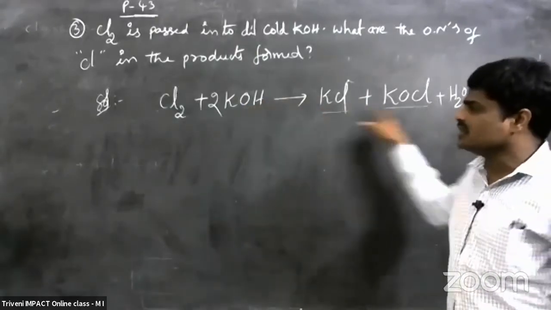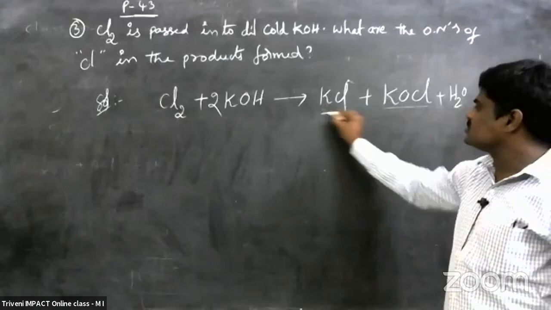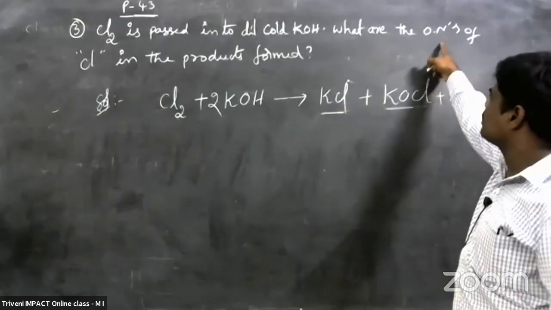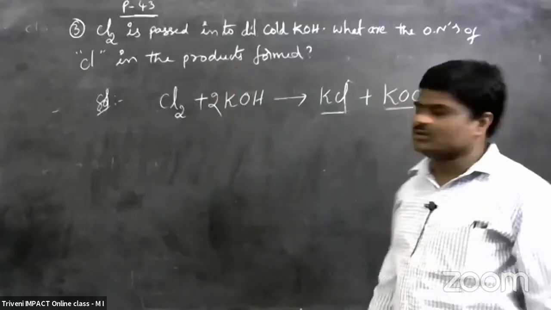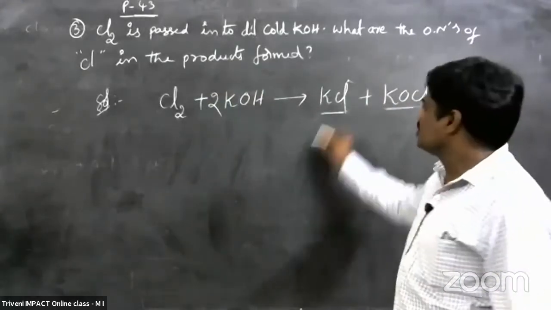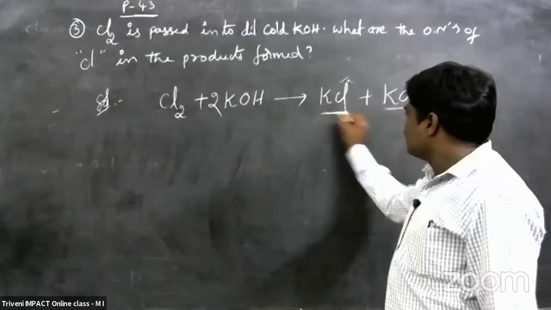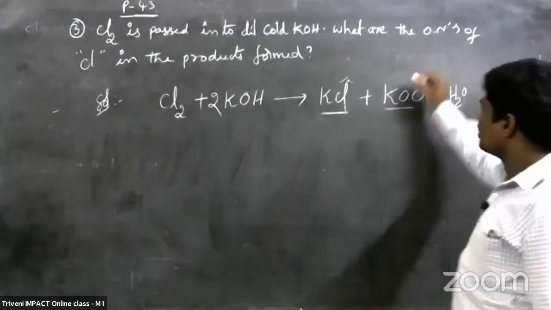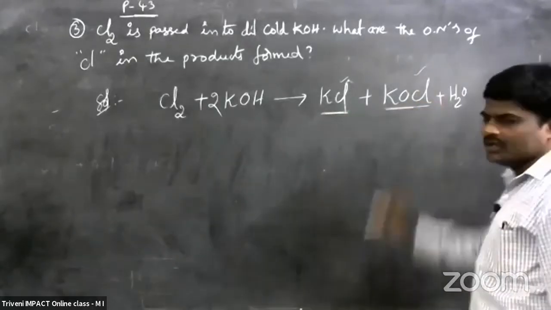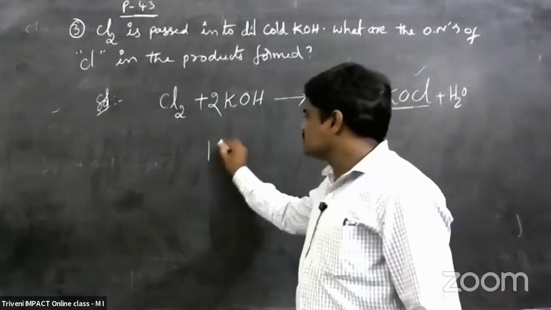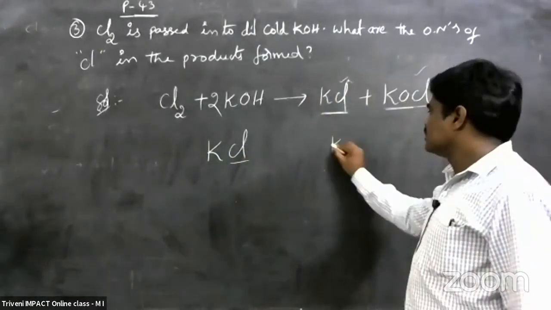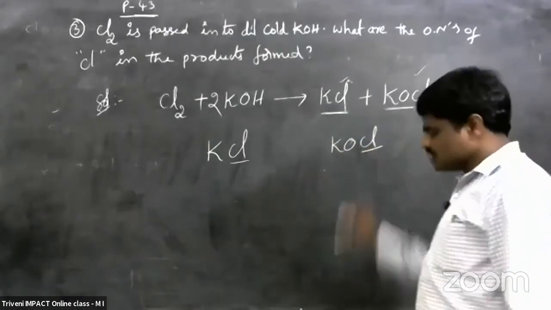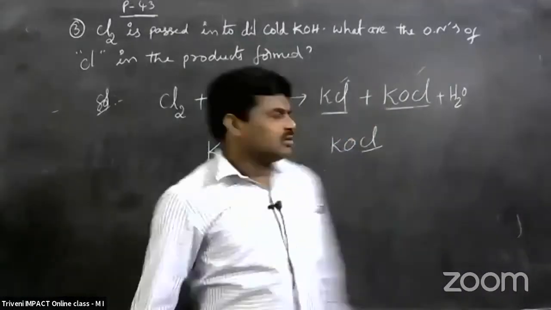This is the balanced equation. In these two products, we are asked for the oxidation numbers of chlorine. So we should calculate the oxidation number of chlorine in KCl, and we should calculate the oxidation number of chlorine in KOCl. In KCl, what is the oxidation number of chlorine? And in KOCl, what is the oxidation number of chlorine?